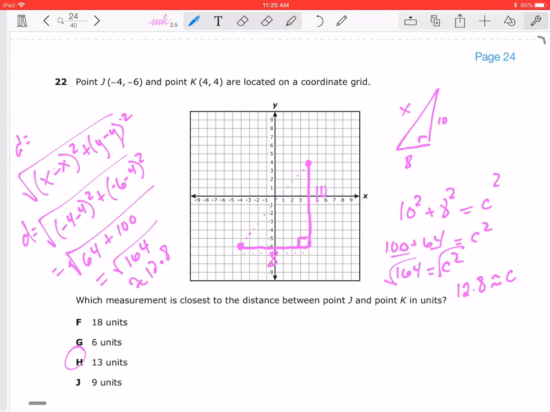With rounding, the closest answer choice is going to be H. Really straightforward and simple. Really beautiful problem.